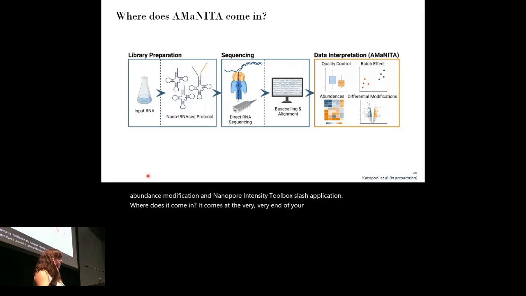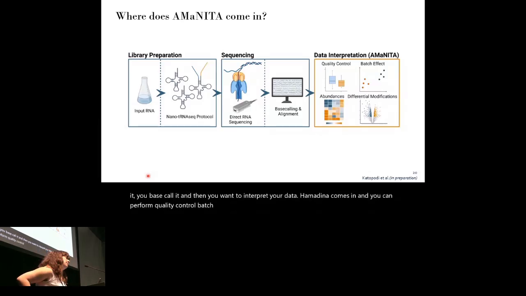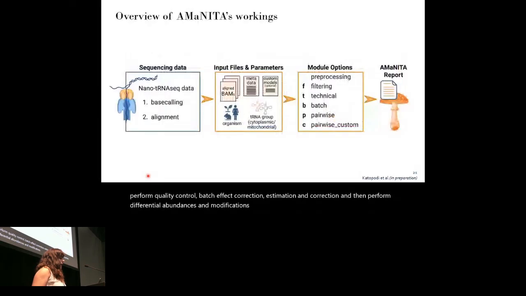So if you've done your library preparation, you have isolated tRNAs with the nano-tRNA-seq protocol, you sequence it, you base call it, and then you want to interpret your data. AMaNITA comes in, and you can perform quality control, batch effect correction, estimation and correction, and then perform differential abundances and modifications analysis. Briefly, we acquire the library from tRNA-seq protocol, and then we base call it and align it.